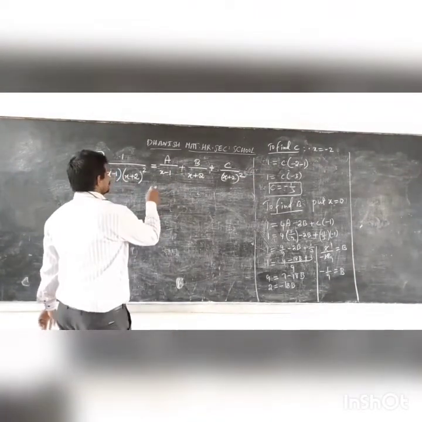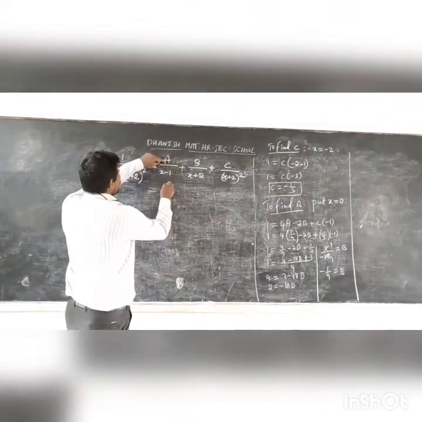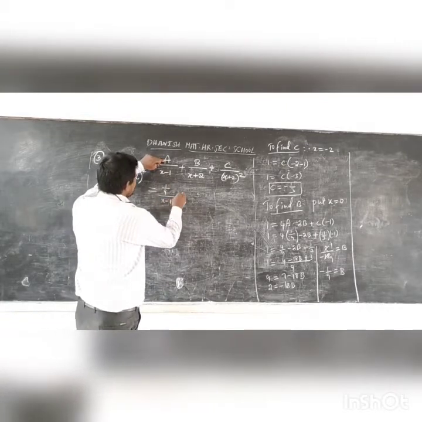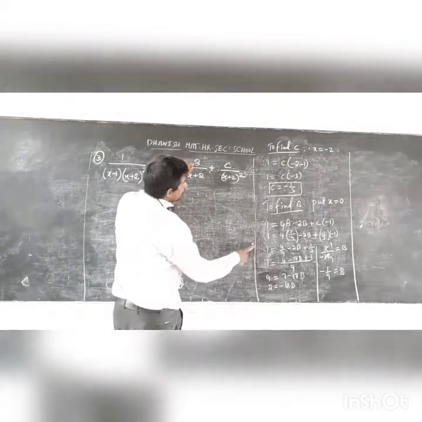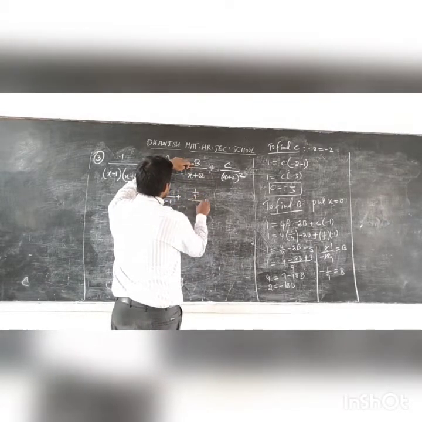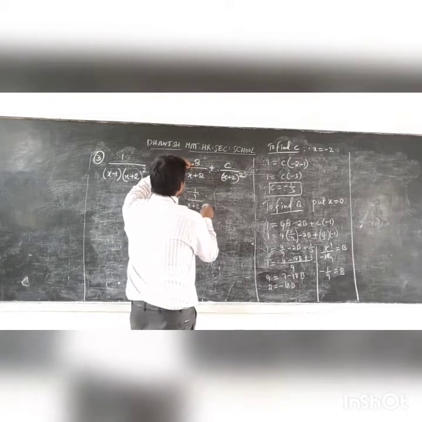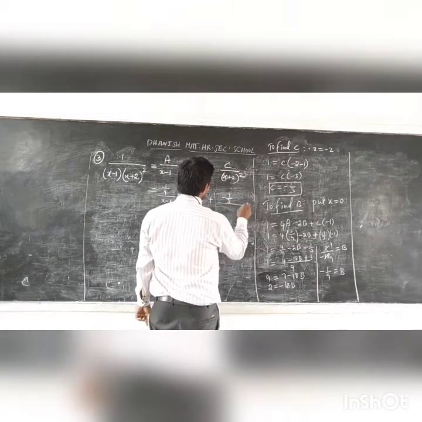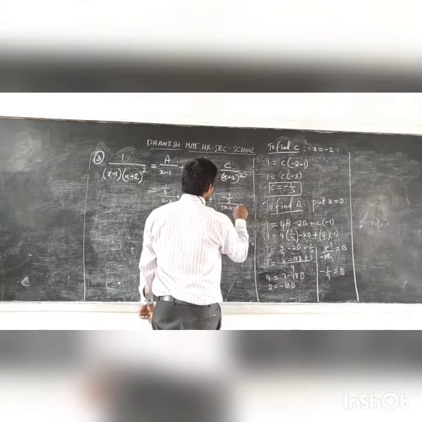Now we are going to solve. What's our a? 1 by 9 divided by x minus 1 plus b, what's our b? Minus 1 by 9, so minus 1 by 9 divided by x plus 2 plus c. What's our c? Minus 1 by 3 divided by x plus 2 whole square.